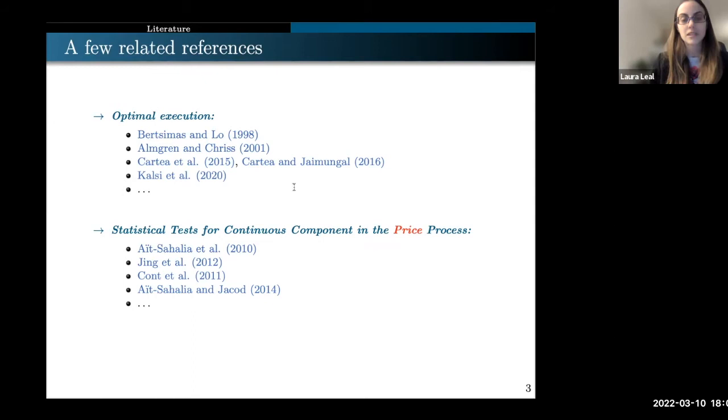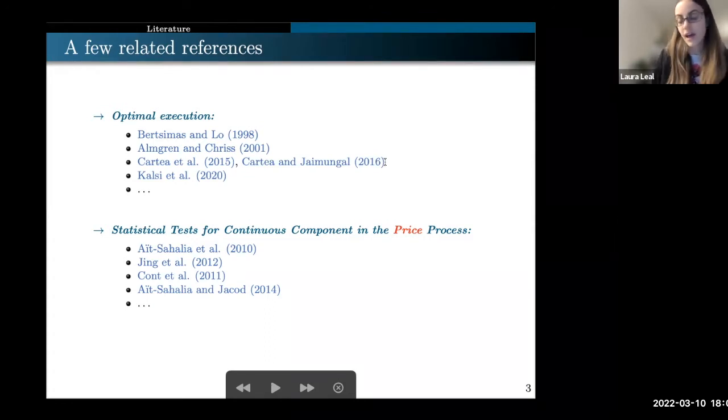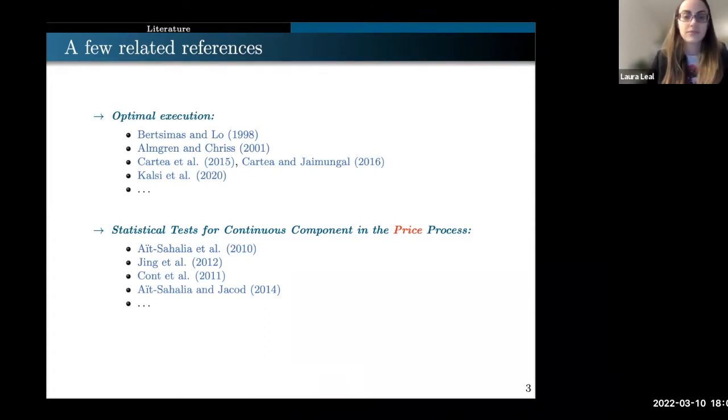These are just a few related references. So in optimal execution, we have a huge literature going back more than 20 years. We're using mainly Cartea and Jaimungal here, which is a continuous time model, very much used throughout the industry in different forms, not necessarily the one we're showing here, but there are other advances in the model. We're going to show a further one.